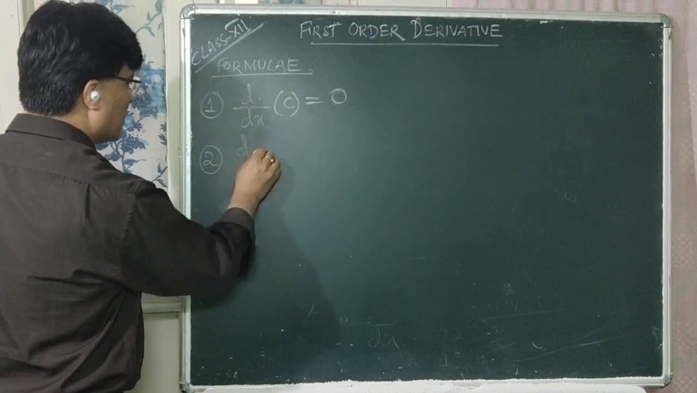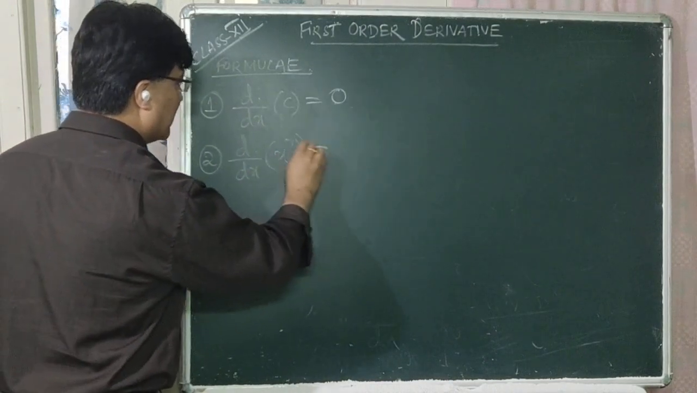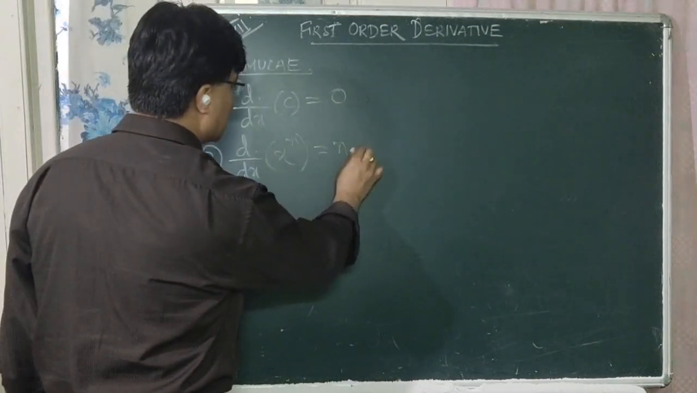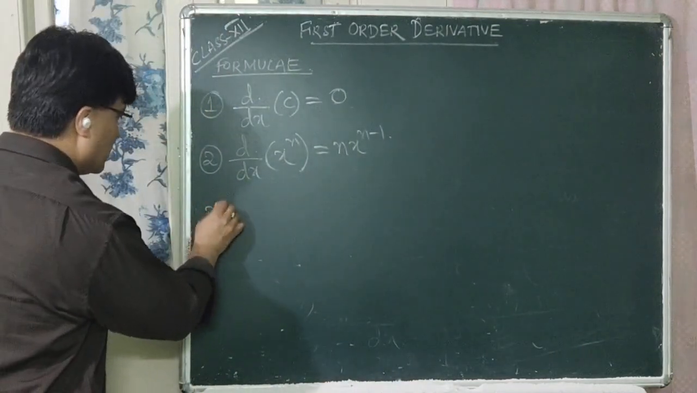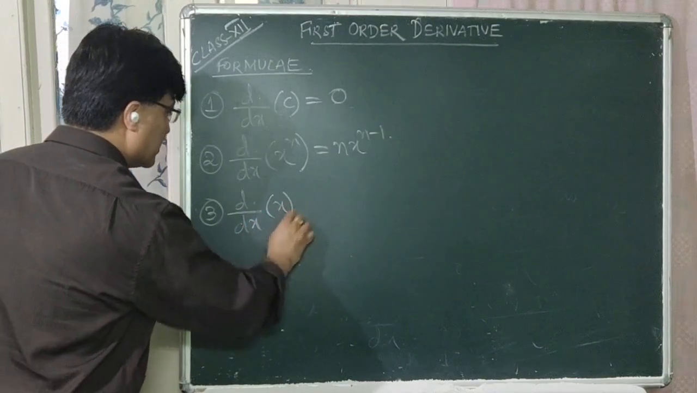Number 2, d by dx of x to the power n. Here n is constant, right? So what is this formula? n comes in the front, x to the power n minus 1. This is number 2.